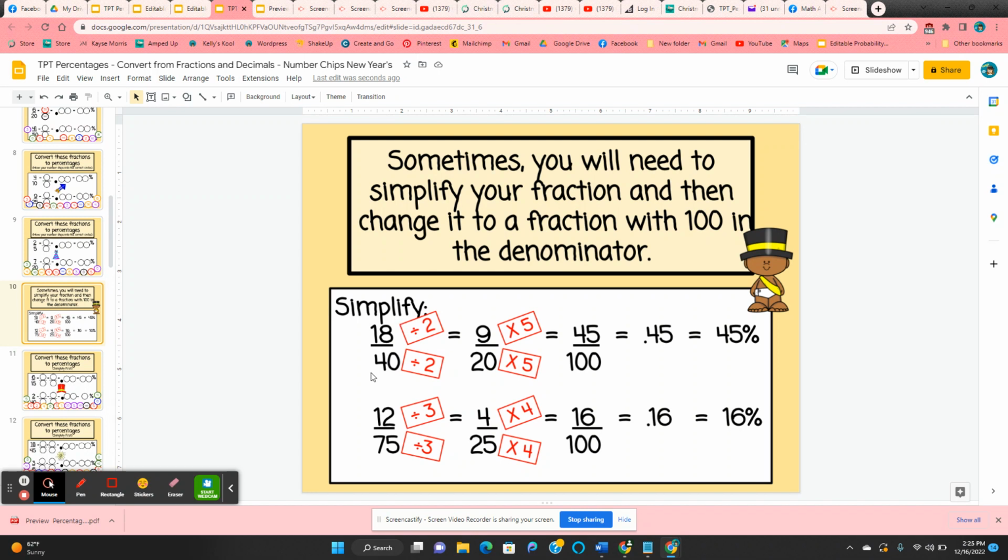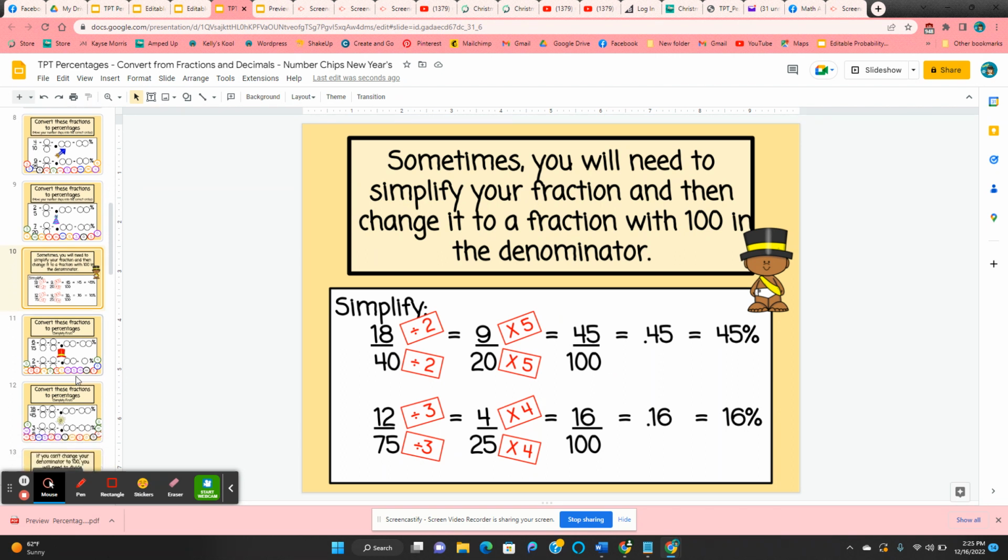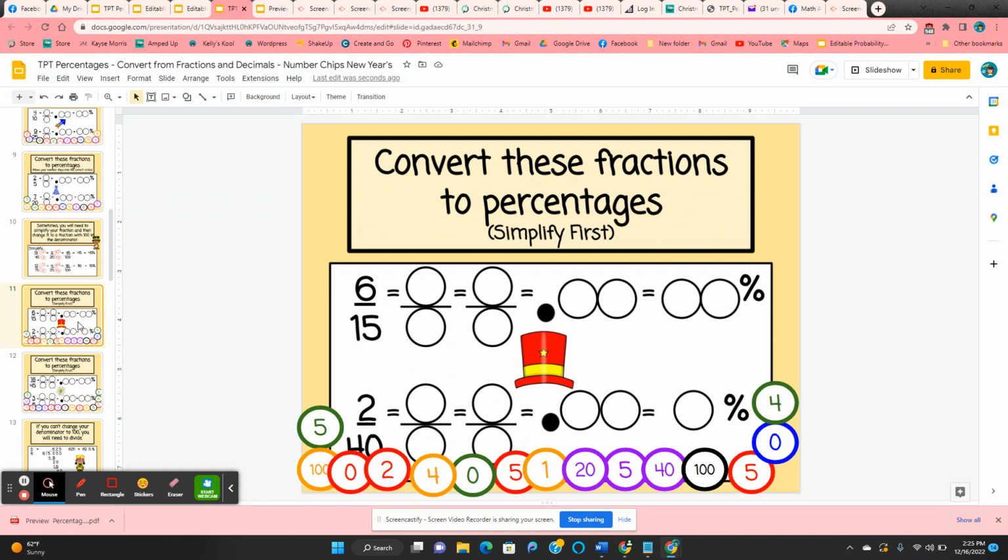Now, sometimes they may not be able to directly convert to 100 in the denominator, so they may have to simplify first. So in this case, if they divide the numerator and denominator by 2, they get 9/20ths, and that they can convert to a fraction with 100 in the denominator. So the next few slides, that's what they're going to be doing.